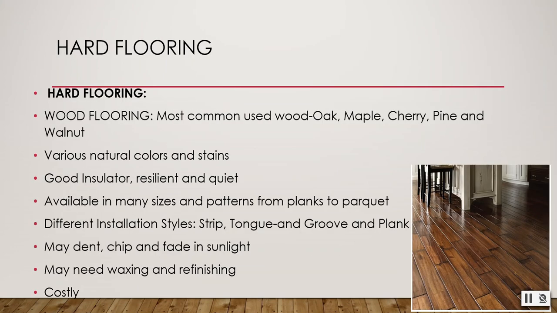The next type of flooring we're going to talk about is hard flooring. What is hard flooring? Well, we put different types of categories there. Wood flooring is considered hard flooring. And the most common wood we use nowadays is oak, maple, cherry, pine, and walnut. There's various natural colors and stains we can use on wood.